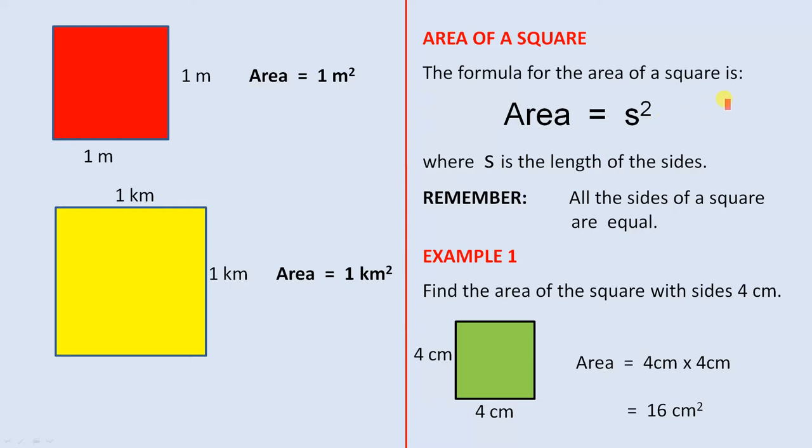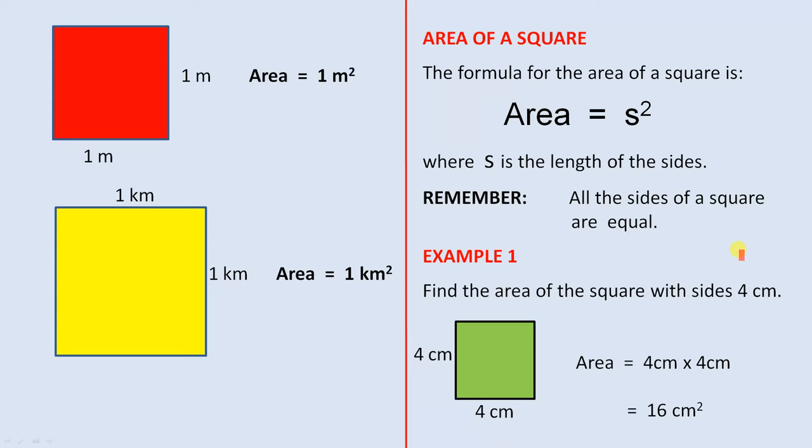The area of a square. The formula for the area of a square is area equals s squared, where s is the length of the sides. Remember, all the sides of a square are equal.